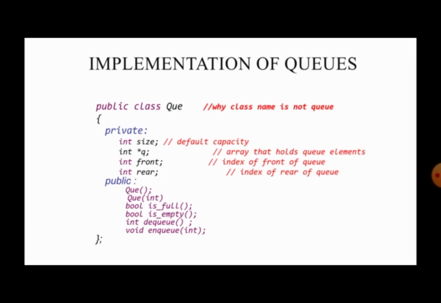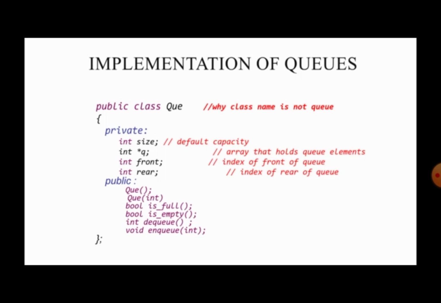For data members, we have a data member size, which represents the size of the queue, and a pointer queue is taken so that we can dynamically create the array to store the elements of the queue. The other two data members are front and rear, which will point to the front index and rear index accordingly.